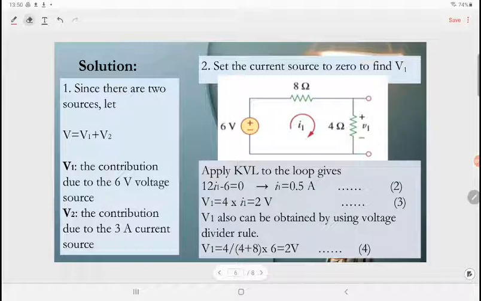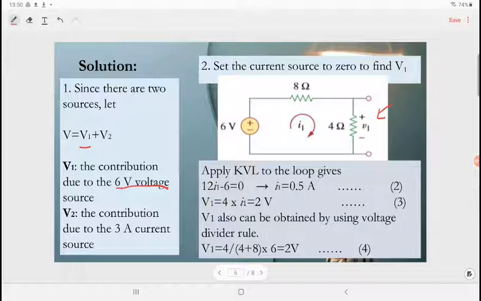We are looking for the V1 value first, right? So the V1 value is due to the 6 volt voltage source. Therefore, you need to turn off the 3 ampere current source. In order to turn off the 3 ampere current source, you need to open circuit it. So if you see in this circuit, there's no more 3 ampere current source.